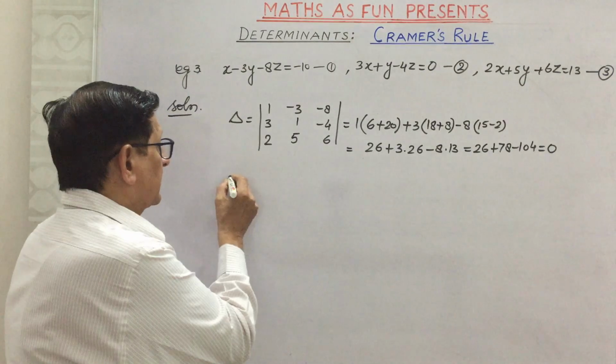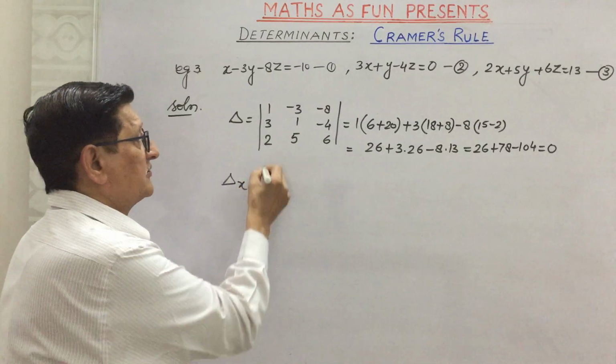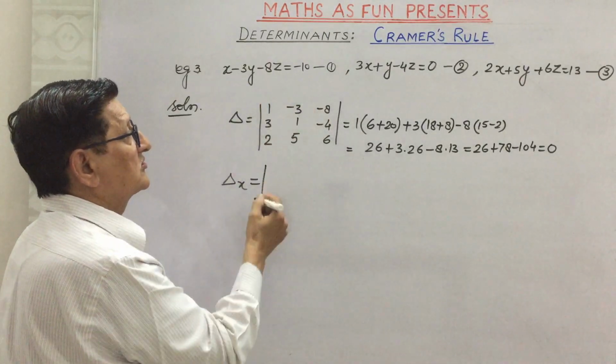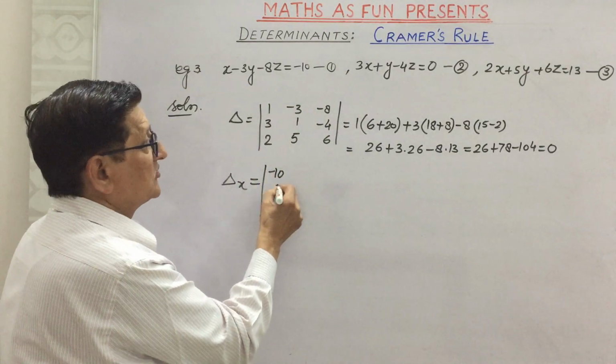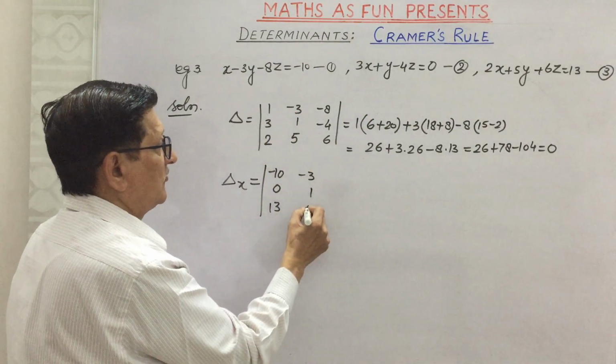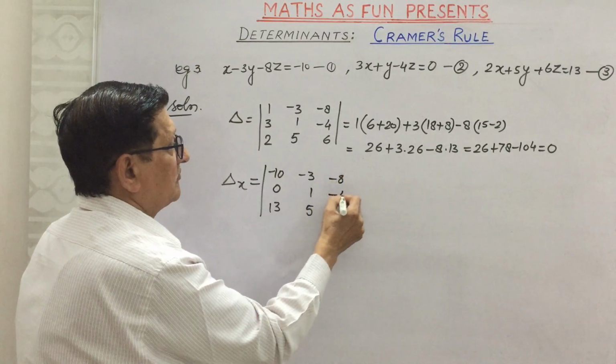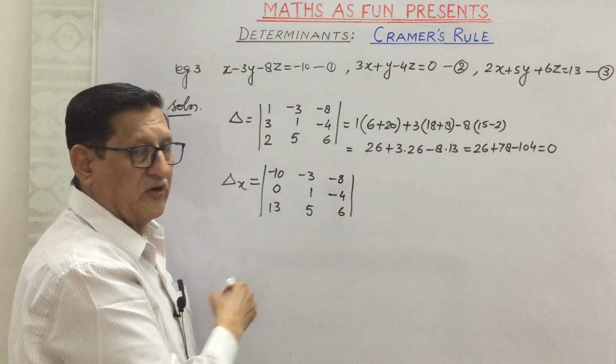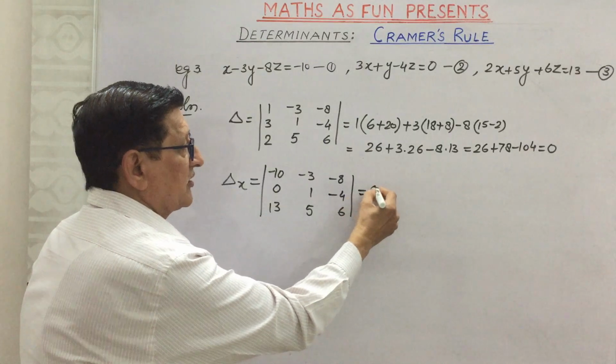Now we find delta x. We replace the first column by the constants. So it will be minus 10, 0, 13. And here it is minus 3, 1, 5, minus 8, minus 4, 6. When you calculate the value of this, that will be coming as 0.